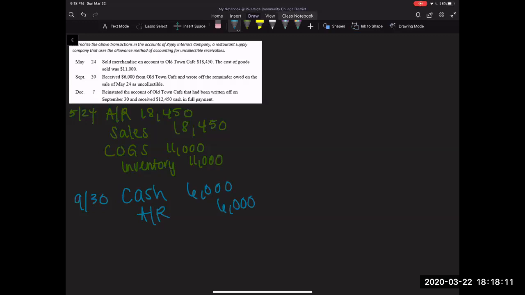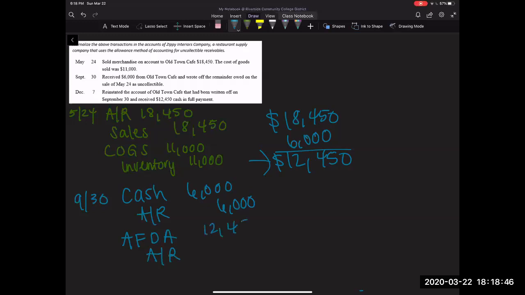And the remaining amount, if we did the math, we initially sold it at $18,450. They have paid $6,000, so the remaining that they owe us is $12,450. They're saying the remaining of it is what they're going to deem as uncollectible under the allowance method. So our entry is a debit to the allowance for doubtful accounts and a credit to accounts receivable in equal amounts of $12,450.